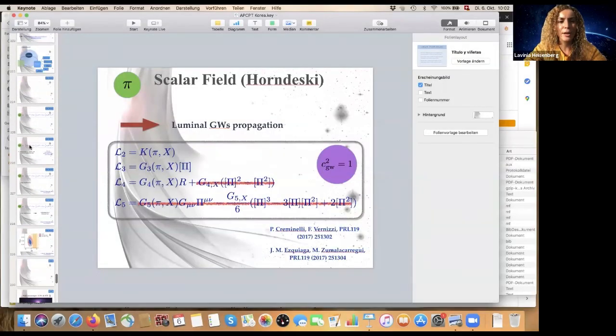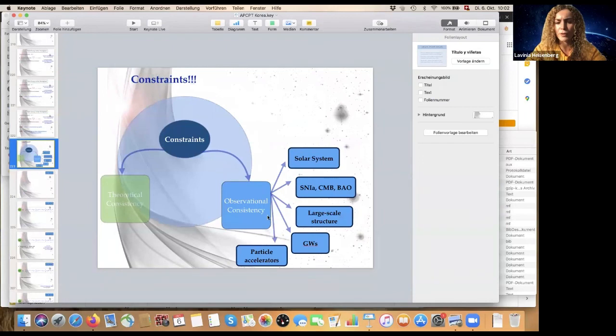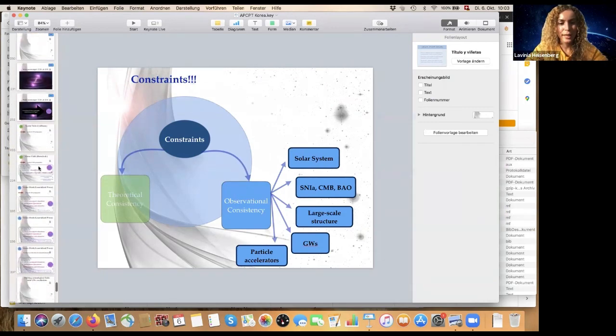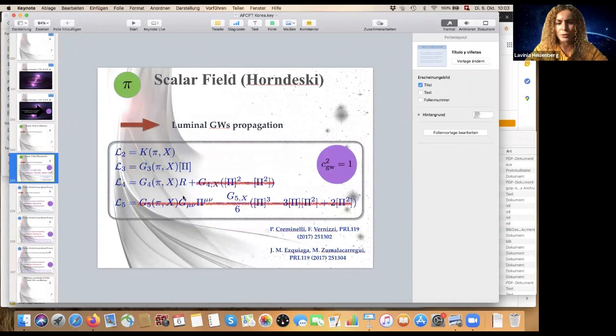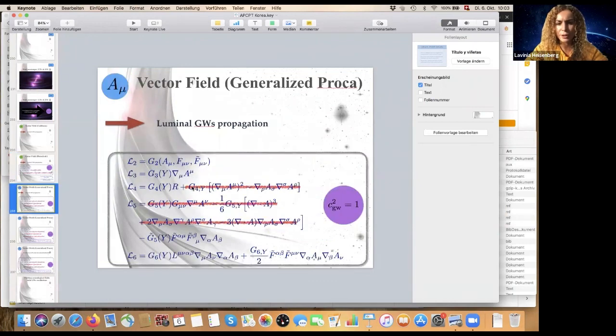I didn't have time to go through the observational consistency after the theoretical consistency checks. But this channel of gravitational waves is going to be a very, very strong and powerful tool to either rule out or put some of the theories into uncomfortable corners. In the case of the scalar field, you would get rid of these interactions. In the case of the vector field, you would also get rid of those interactions if you want luminal gravitational wave propagation.